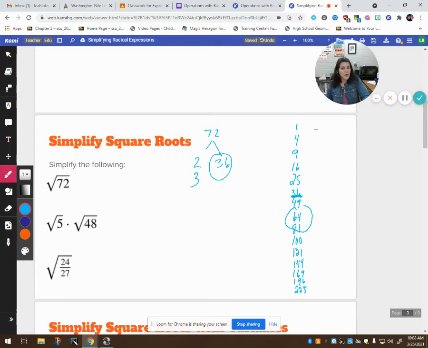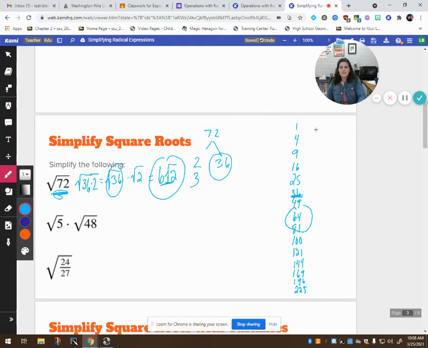So I'm going to rewrite this as the product of 36 times 2, right? 36 times 2, we just decided, was 72. And the reason that I want to do this is because if I rewrite it as the square root of 36 times the square root of 2, well, what is the square root of 36? We know that is 6. So this simplifies to 6 square root of 2. This is the radical in simplified form.